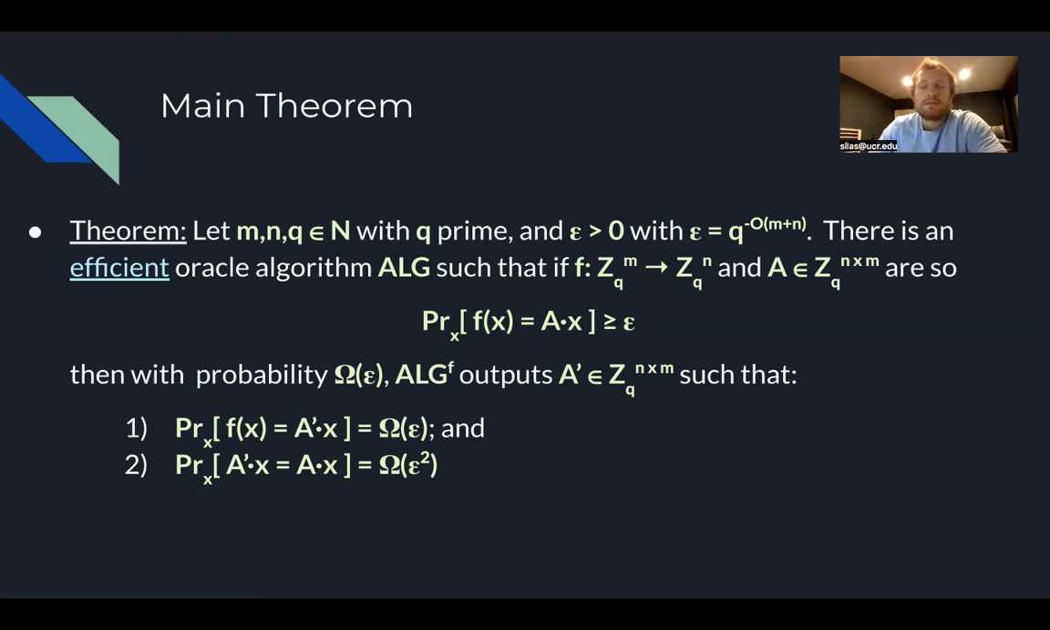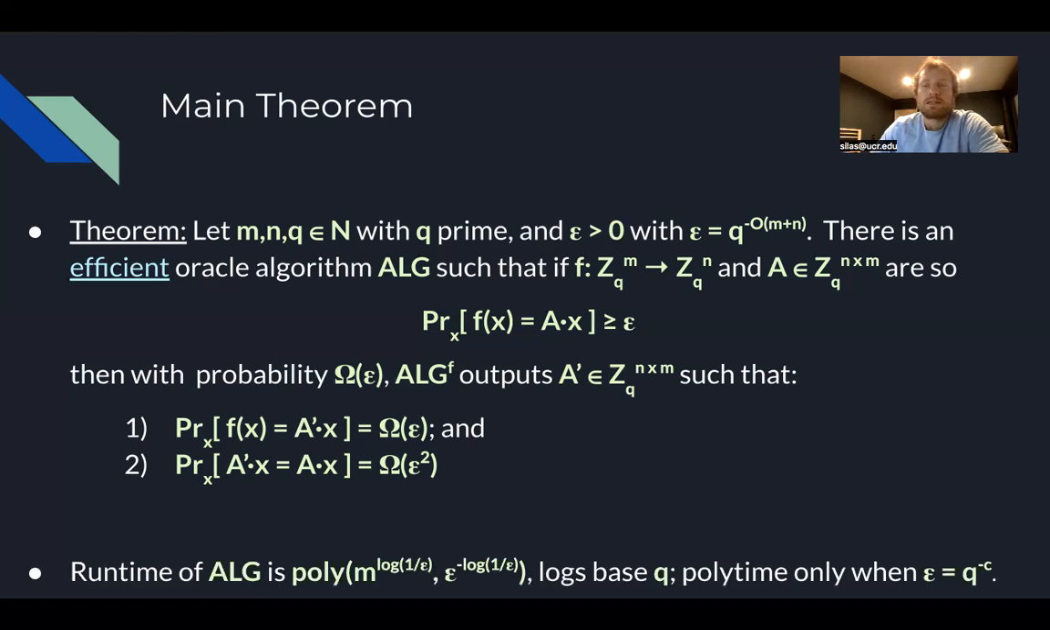I underlined efficient because it deserves more explanation. The runtime of our algorithm is exponential in log of 1 over epsilon, where the log is base q. So this is only really efficient in the sense of polynomial time when epsilon is a constant power of q. What this means is that our result gets stronger as q gets bigger, with the weakest version of our result being when q equals 2.